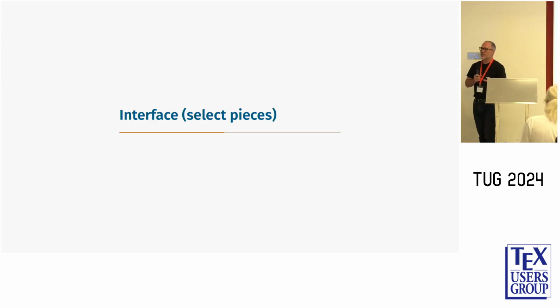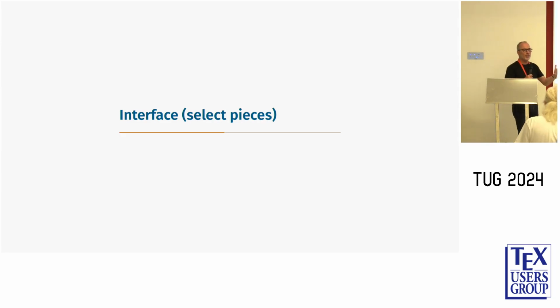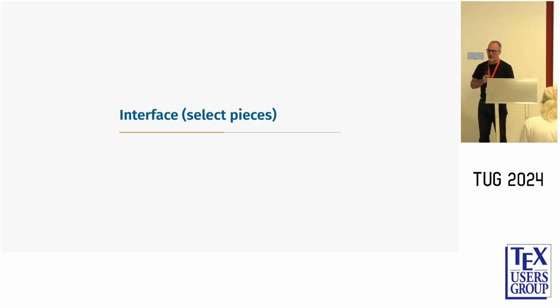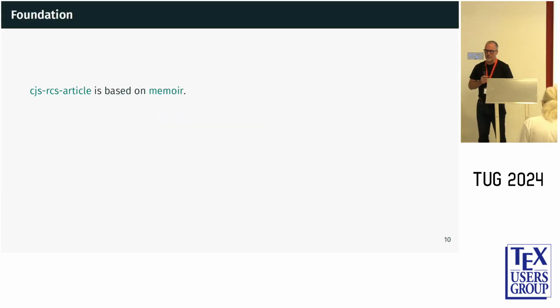For me, it was important, I think it's important when you design a piece of software, that the interface the users will use be as simple and intuitive as possible. So I paid a lot of attention to the interface that users would see when they are writing an article for the journal. So just a few elements. Just an element of technical detail: the class is based on memoir. I don't know if this is a sensitive subject in these circles. I don't know.